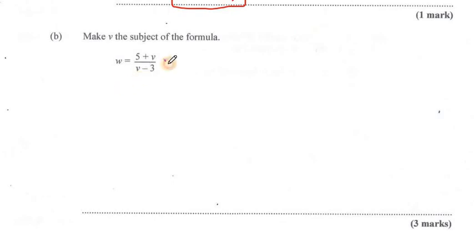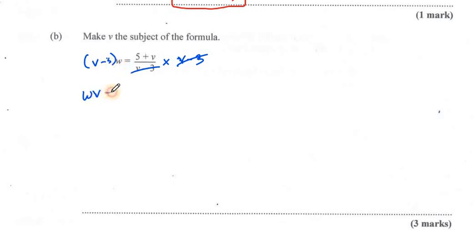So here's what we're going to do. What we can do, we can just multiply by v minus 3 on both sides, so that it cancels from this side. But we also multiply this side by v minus 3. And when we do that, we can just multiply out the bracket. So w times v is w of v.